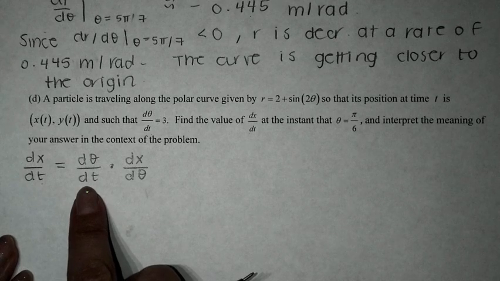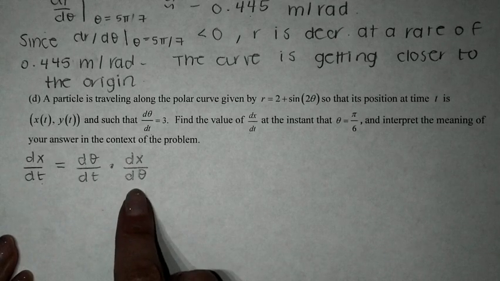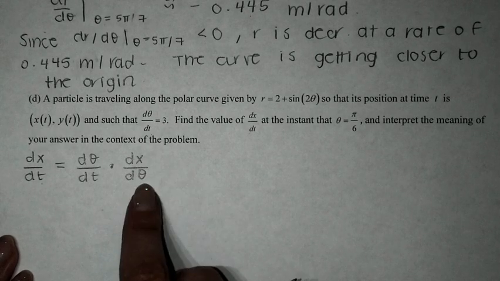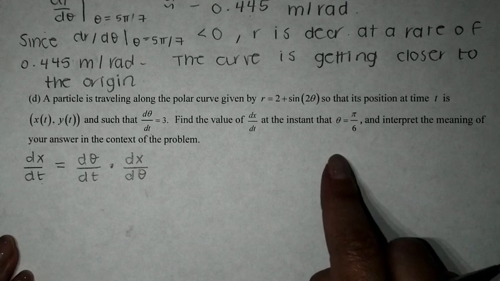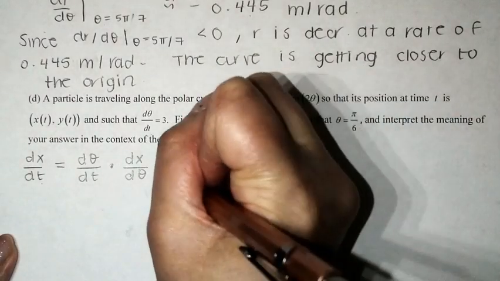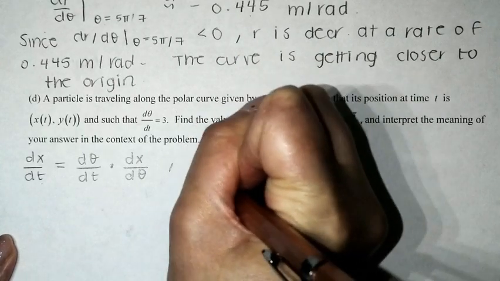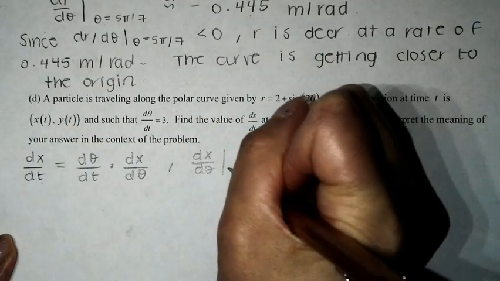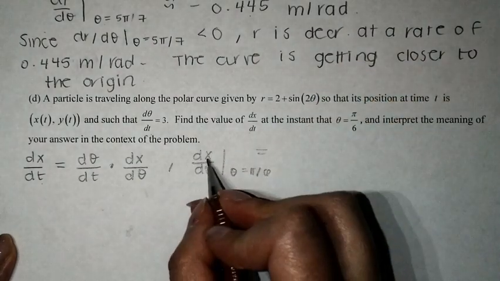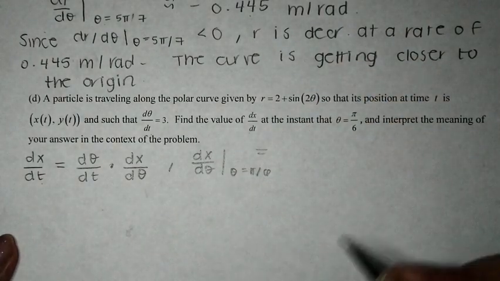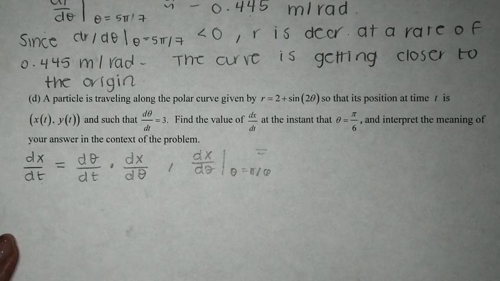Now the business is, can we get this guy? Yes, we can get it. You want to get this at π/6. So what are we going to do here? You have dx/dθ at specifically π/6. What's going to be that? You know that x is r cosine θ, right? So what are we going to do here?